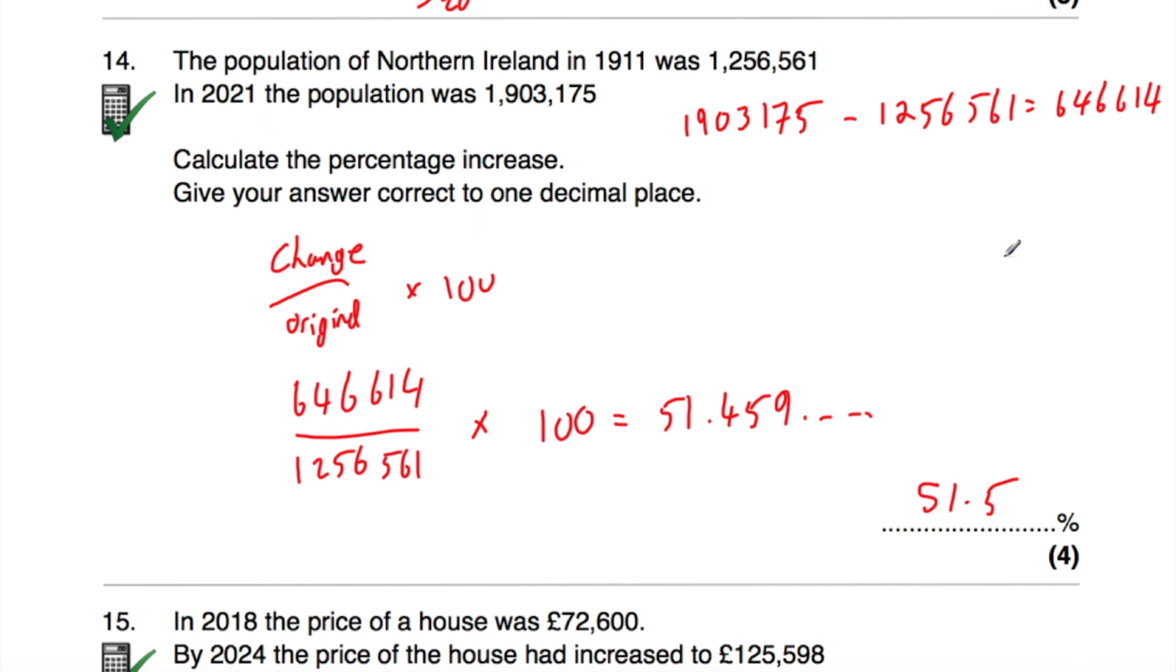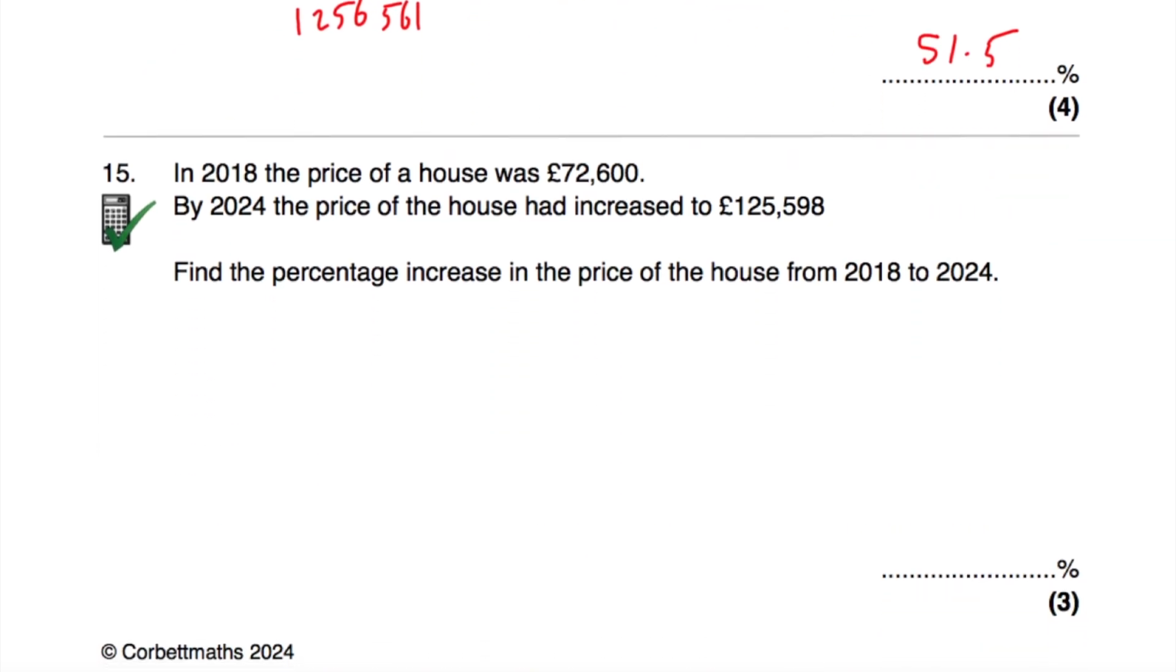Okay, let's look at our next question, question number 15. So question number 15 is about a house, and it says in 2018 the price of a house was £72,600, and in 2024 the price of the house had increased to £125,598, and we've been asked to calculate the increase in price of the house from 2018 to 2024. So again, we're going to do change divided by the original times 100. So in terms of the change, well, let's take away the prices of the house in the two years to work out the change.